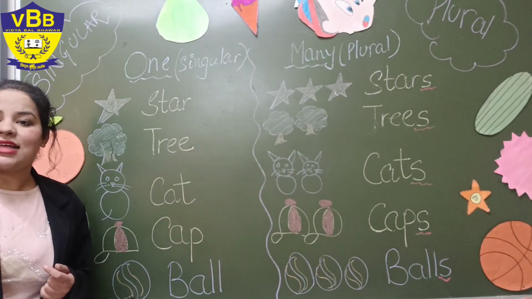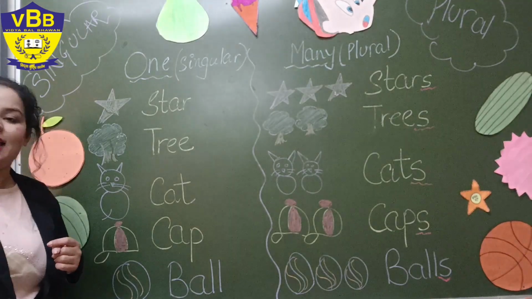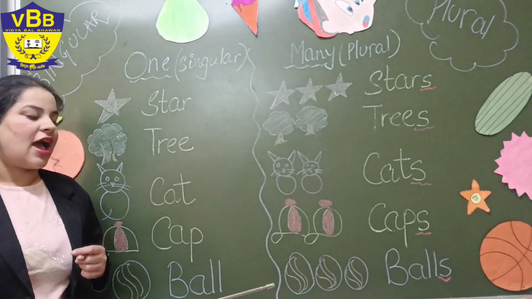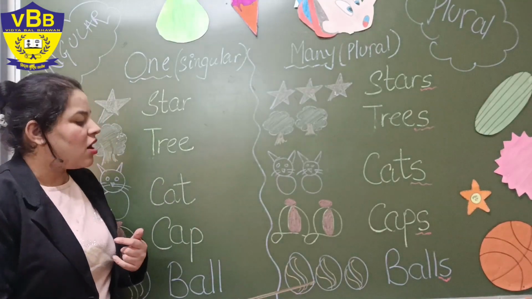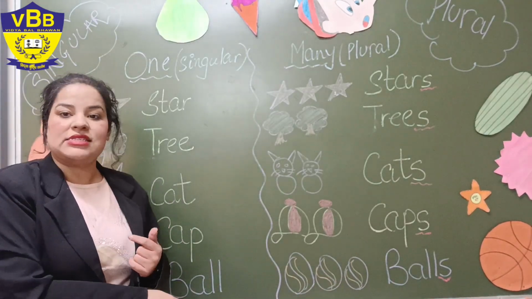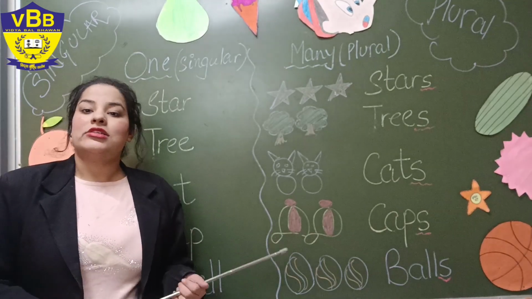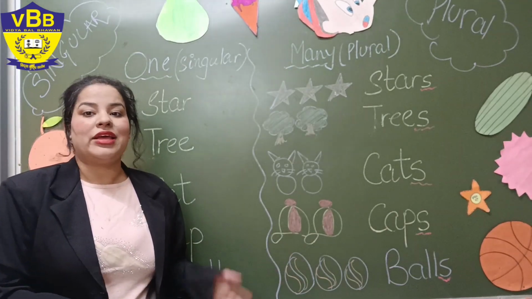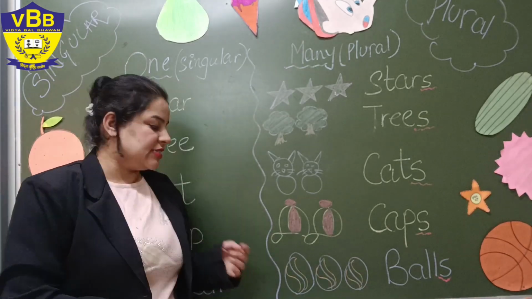Now the next one is, this is ball. And how many balls are there? One. This is one ball. B-A-L-L, ball. And on the other side, how many balls are there? Let's count, children. 1, 2, 3. So these are 3 balls. And what we can say? So these 3 balls are more than one ball. So we can say these are many balls.